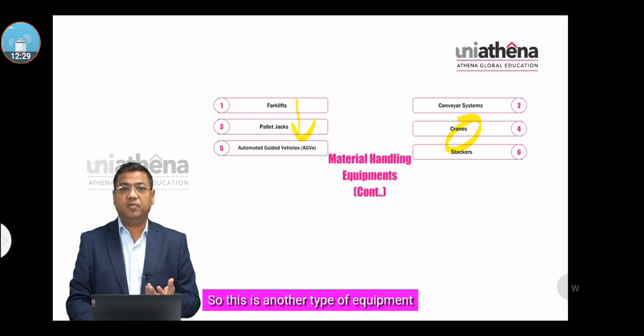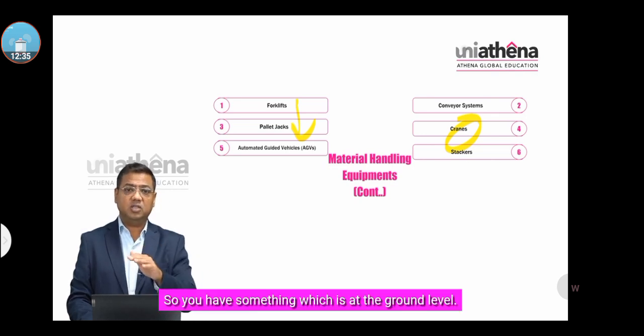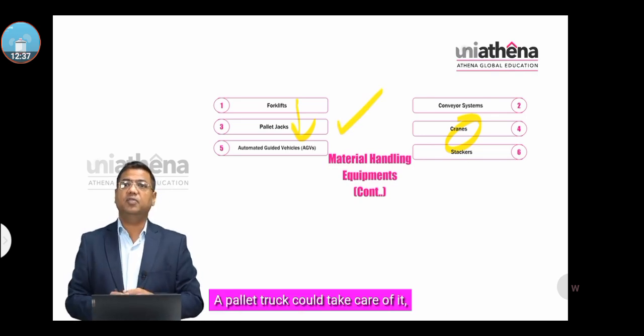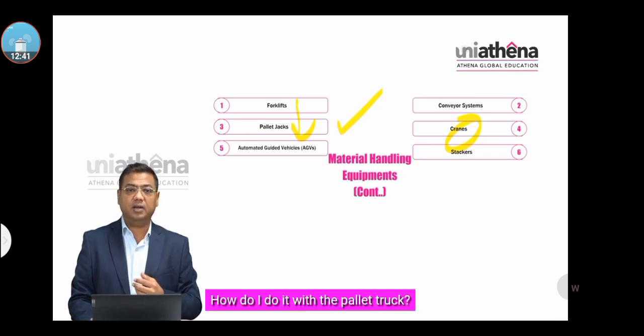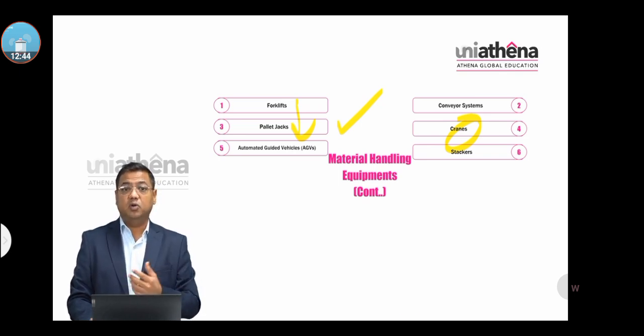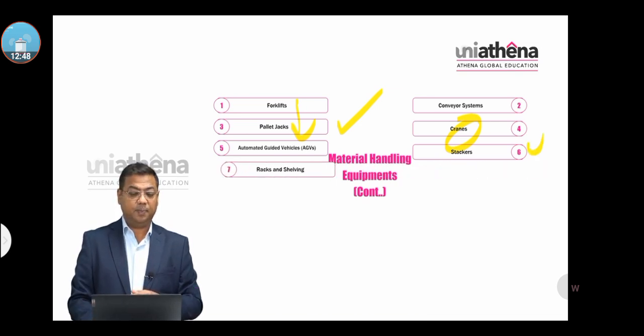Stackers. This is another type of equipment that you use when you want to store something at a higher level. You have something at ground level, a pallet truck could take care of it, but now I want to put it at level 1 or level 2. How do I do it with a pallet truck? How do I do it with a forklift? Forklift sometimes manageable, but if it's very high, then I use a stacker.